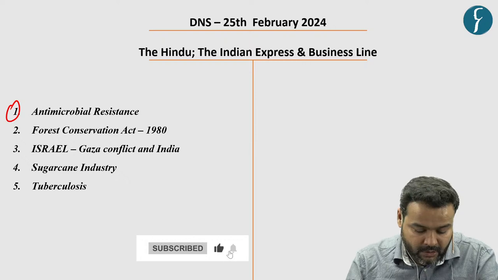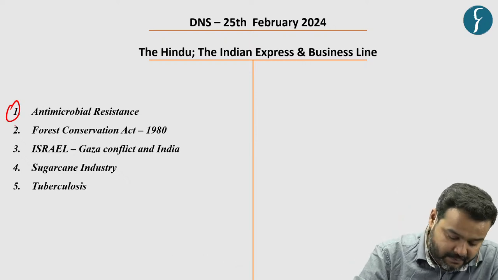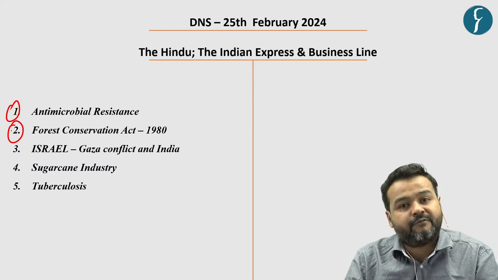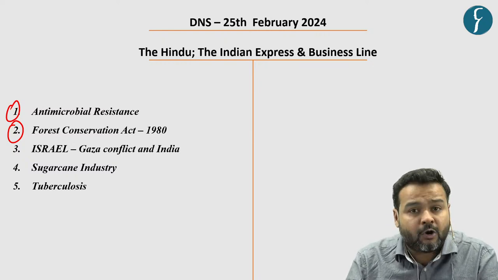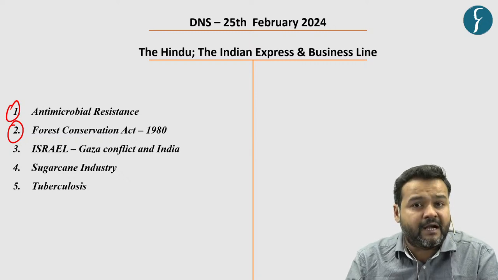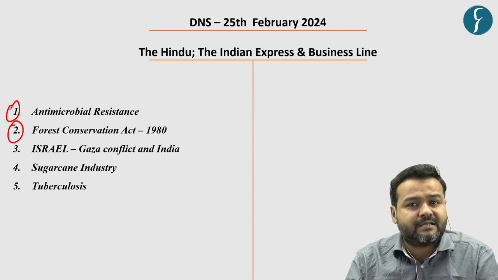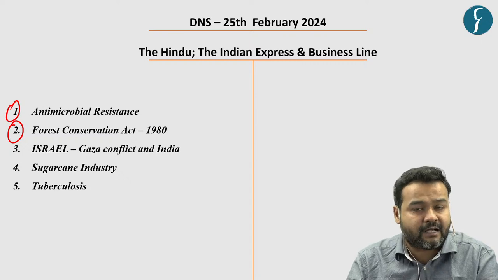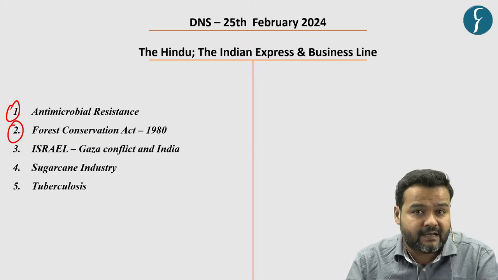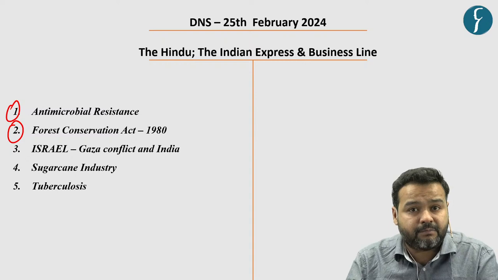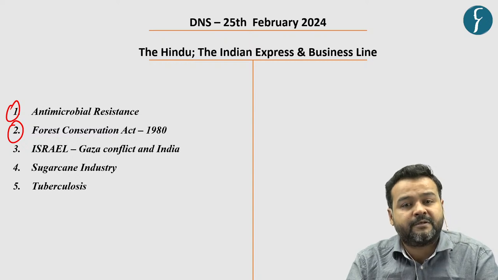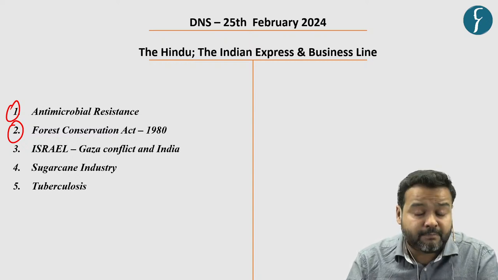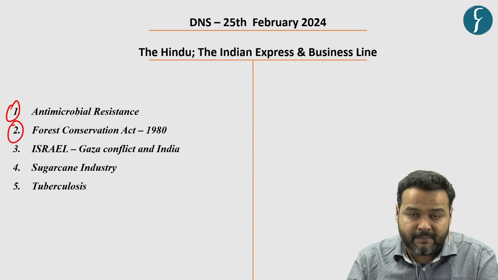The second article that we have taken up is based on the Forest Conservation Act of 1980. Now, the government has come up with an amendment to this act, and it has given certain arguments in favor of bringing this amendment. But recently, the Supreme Court has come out after these amendments were challenged in the court. The Supreme Court has come out with some restrictions on these amendments. So we have taken up this news article because it is important from the perspective of environment, particularly legislations which are related to the environment sector.